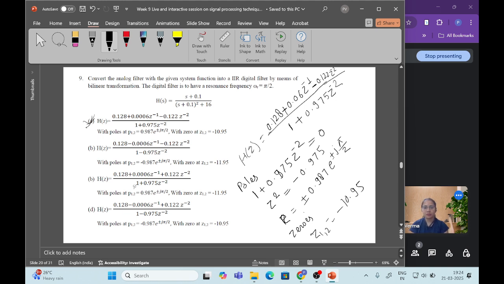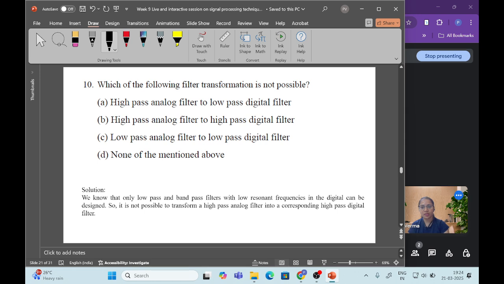If you solve it properly. Okay, so are you getting it? Okay, so moving to the next question.